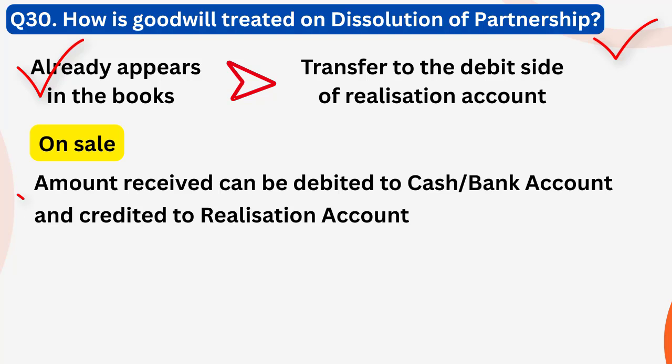However, on sale, the amount that is received can actually be debited to the cash or bank account and credited to the realization account, as we just saw in case of unrecorded assets just a while back.